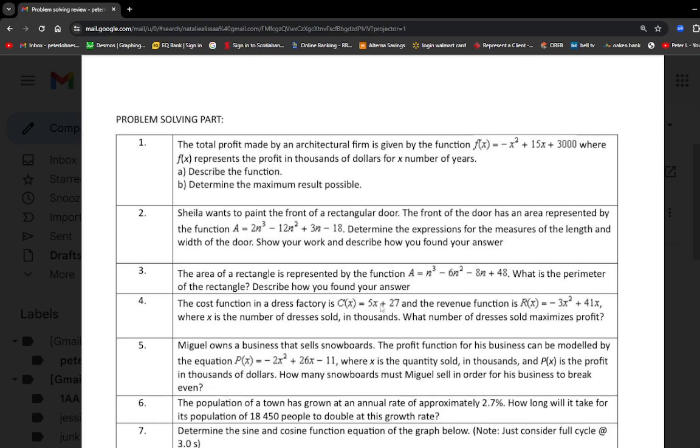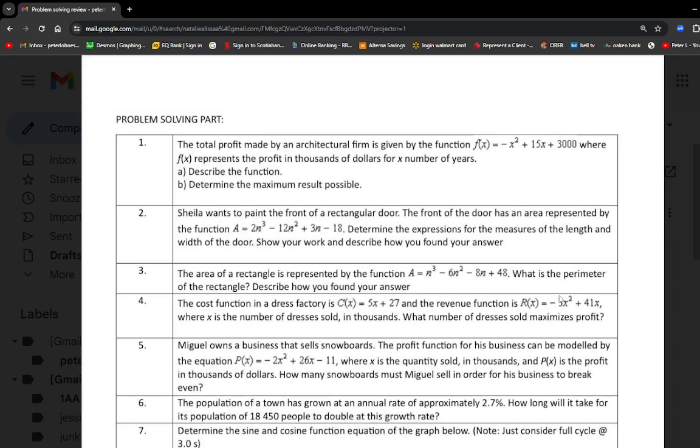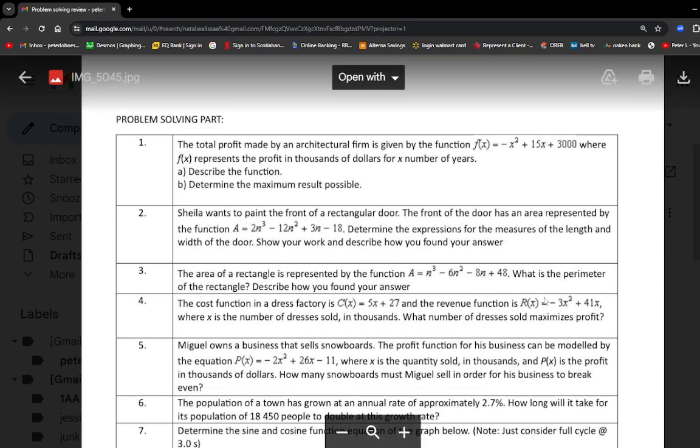The cost, so this one shows the cost, and this is the revenue. So it's minus 3x squared plus 41x minus 5x minus 27. So 41x minus 5x is 46x. Then you have to factor out this minus 3 from the first two terms. Then you have to partially complete the square because they ask what's the max profit. So that means a completion of the square.